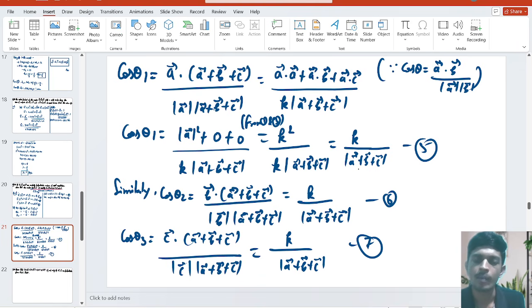Here it is k upon modulus of vector A plus vector B plus vector C in each case, from equations 5, 6 and 7.